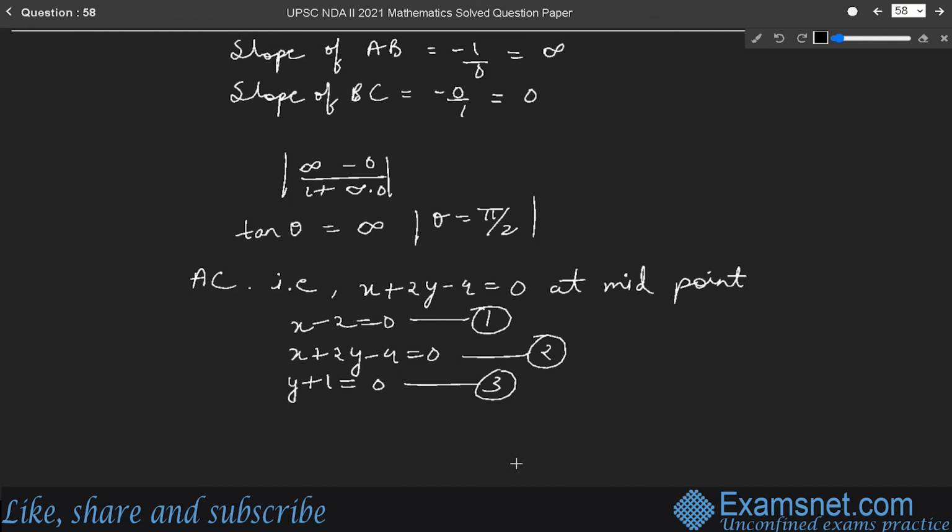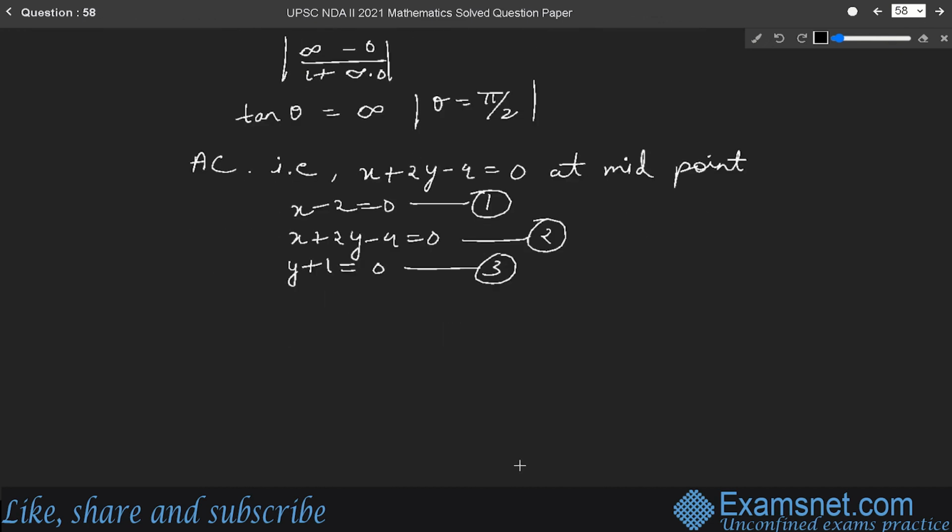On solving equations 1 and 2, we get the value of x equals 2 and y equals 1. So we can say that the point A will be (2, 1). Similarly, on solving the second and third equations, we get y equals minus 1 and x equals 6. So we can say that the point C will be (6, minus 1).